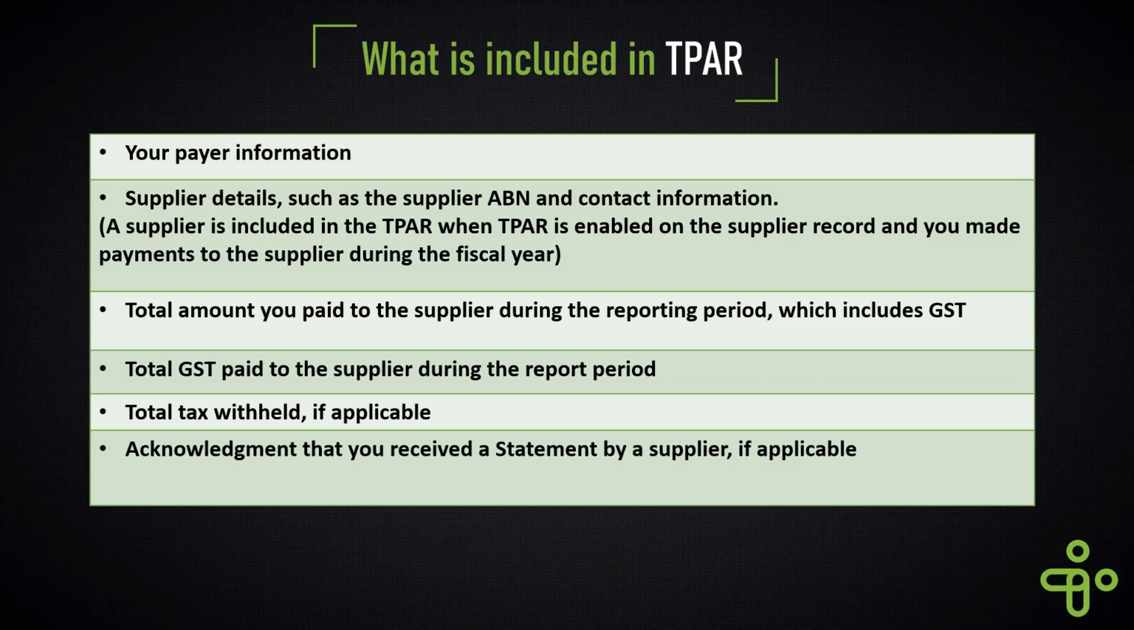What is included in TPAR? TPAR is an ATO reporting obligation, so specific information will be disclosed on the TPAR report to identify the payer, being yourself, and the supplier, and this information includes things such as ABN, contact information, in addition to amounts paid to the supplier, GST, and tax withheld, if applicable. And I'll just reiterate again that this report and the information that is required within it is an ATO obligation. So the ATO set the rules on this one.